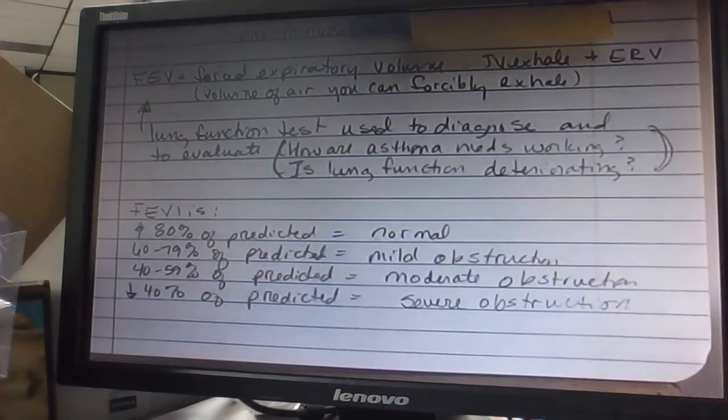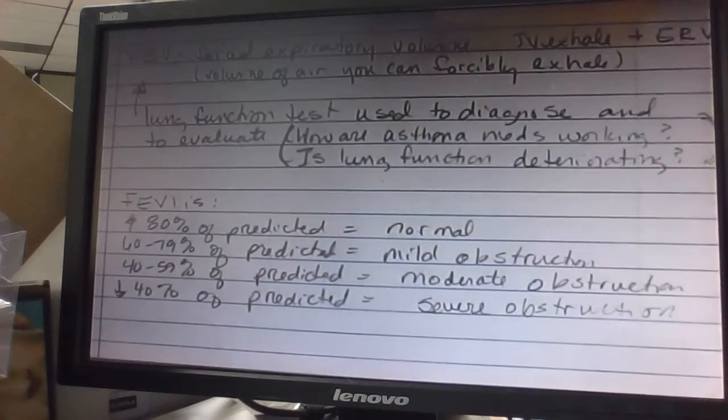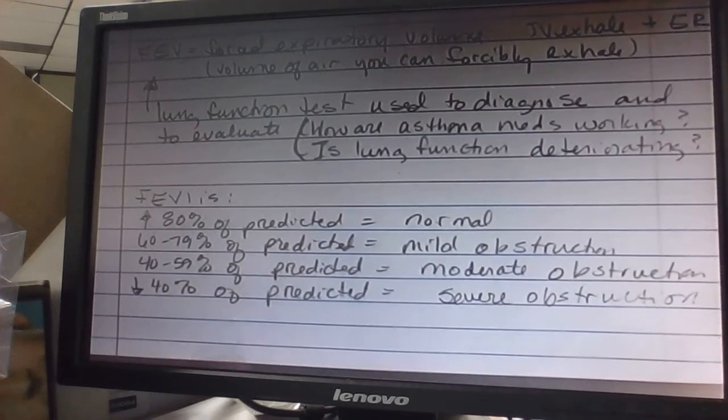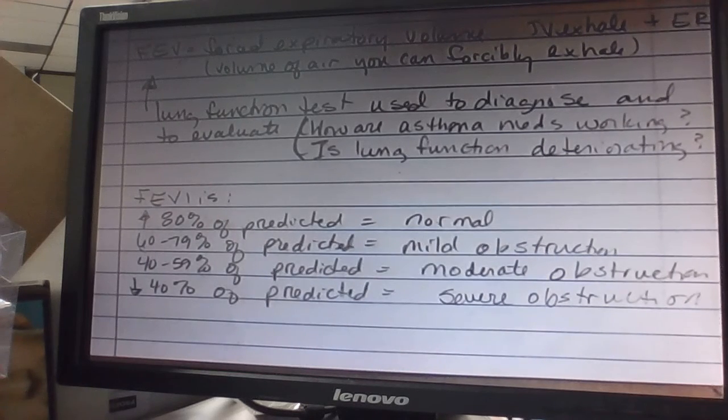There is a scale, if you will, and the test is FEV1. So if your value is 80% or above, then your breathing is normal. From 60 to 79% of predicted, there's some mild obstruction, and it could be something physical.